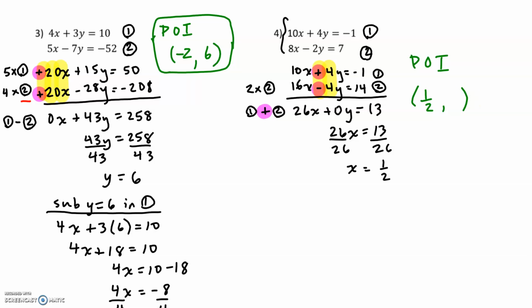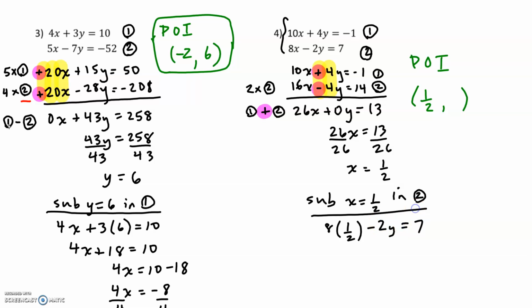Okay, let's go ahead and find our y value by subbing into either of the equations. How about we sub into equation 2 this time? Oh, I forgot to say what we're subbing in. Okay, so let's go ahead and write that down. Sub x equals 1/2 in 2. All right, so it's 8 times x, so that'll become 8 times 1/2 minus 2y equals 7.